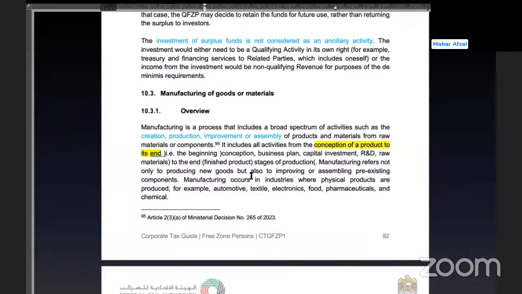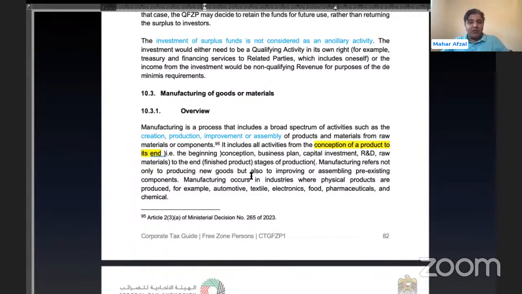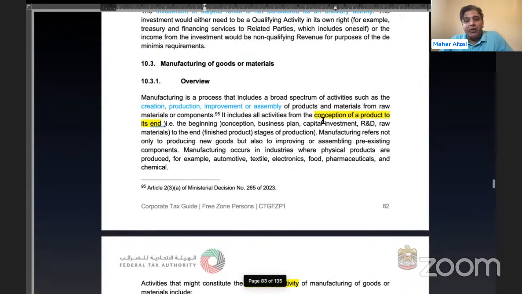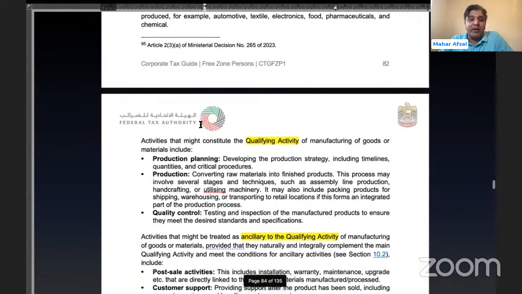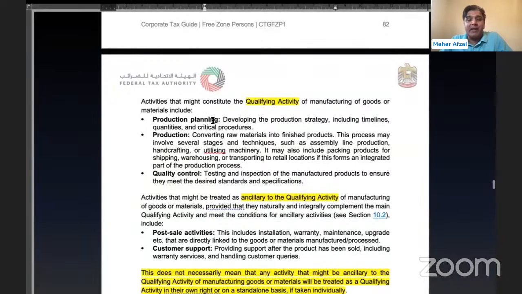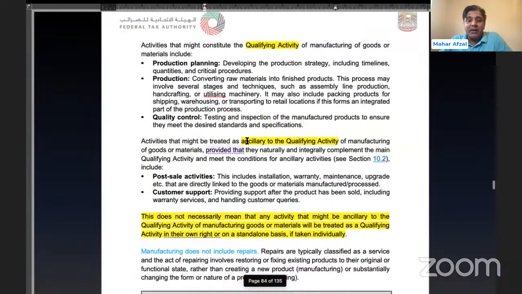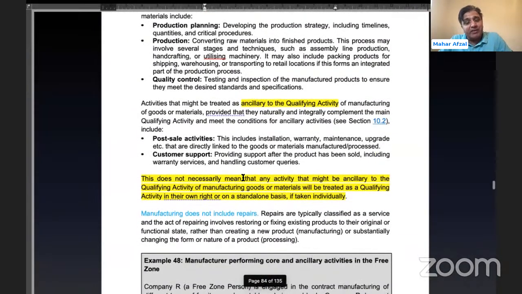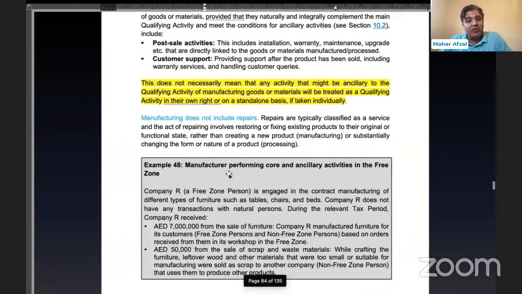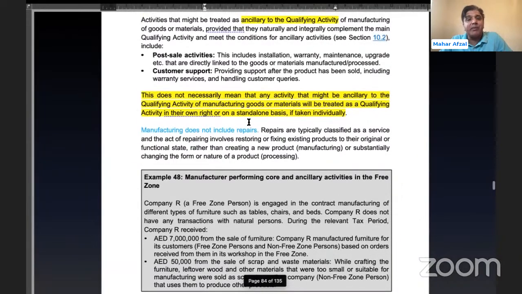In the manufacturing of goods and services, it covers creation, production, improvement, end to end, from conception of a product to the end. The qualifying activity includes planning as well, production, quality control, ancillary activities, and post-sale activities which are basically compulsorily related to the product. It will be considered manufacturing as well. You can go through this. Make sure repair is not part of this.